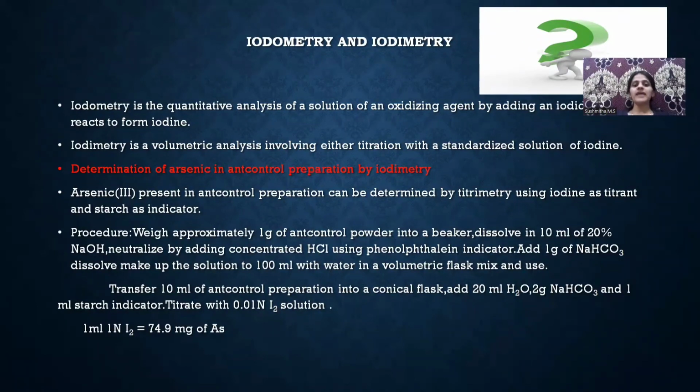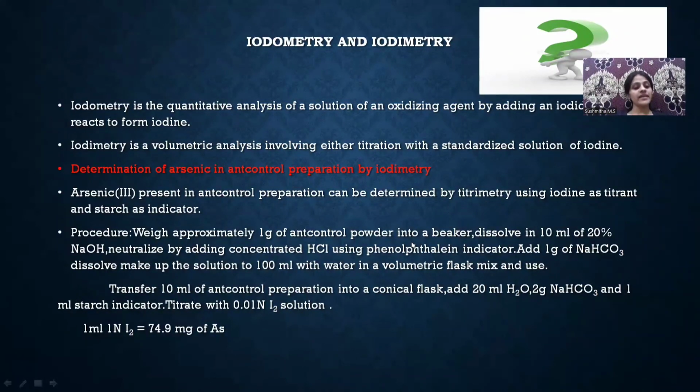Arsenic 3 present in ant control preparation can be determined by titrimetry, that is iodimetry, using iodine as titrant and starch as indicator. The procedure includes: weigh approximately 1 gram of ant control powder into a beaker, dissolve in 10 ml of 20% NaOH, neutralize by adding concentrated HCl using phenolphthalein indicator, then add 1 gram of NaHCO3, dissolve, make up the solution to 100 ml with water in a volumetric flask, mix and use.